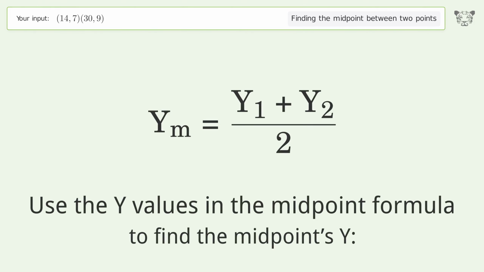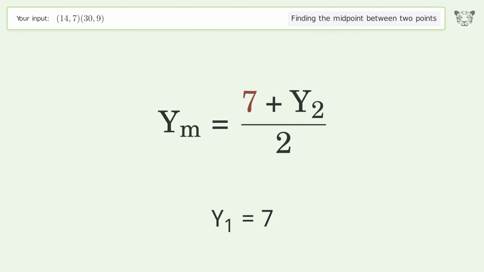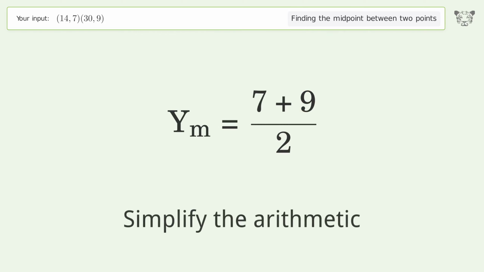Use the y values in the midpoint formula to find the midpoint's y. y1 equals 7. y2 equals 9. Simplify the arithmetic.